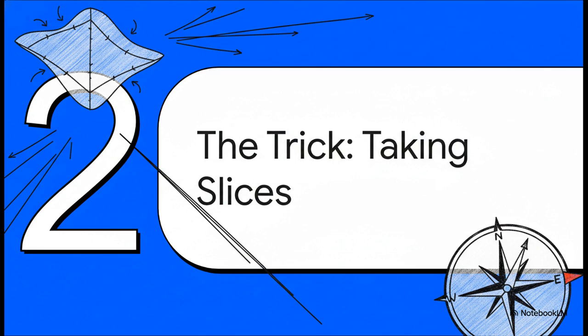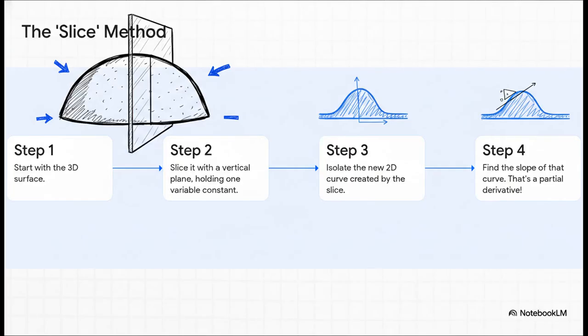Instead of trying to look at all the directions at once, we're just going to look at one at a time. Here's how the trick works. You start with your 3D surface, our hill. Then you imagine taking this giant sheet of glass and just slicing vertically right through it, say parallel to the x-axis. This slice creates a simple 2D curve right where it intersects the hill. And finding the slope of that 2D curve? Hey, we already know how to do that. And that slope? That is one of the partial derivatives.